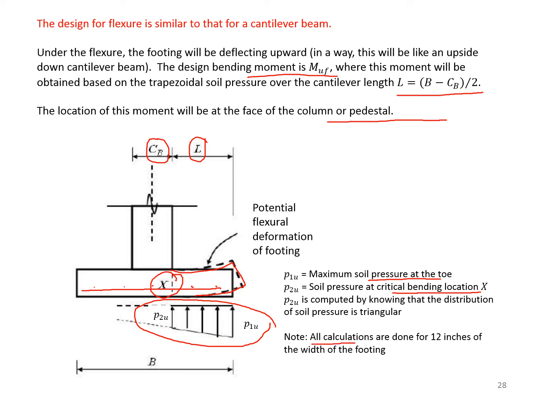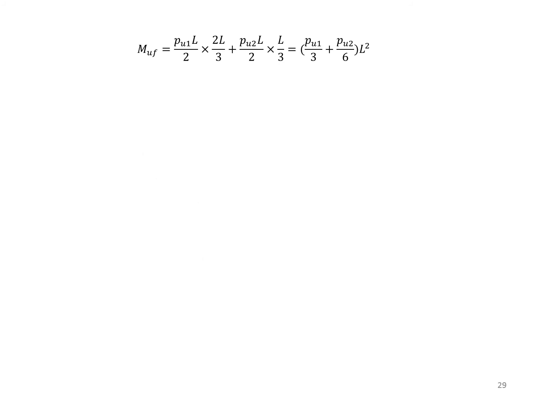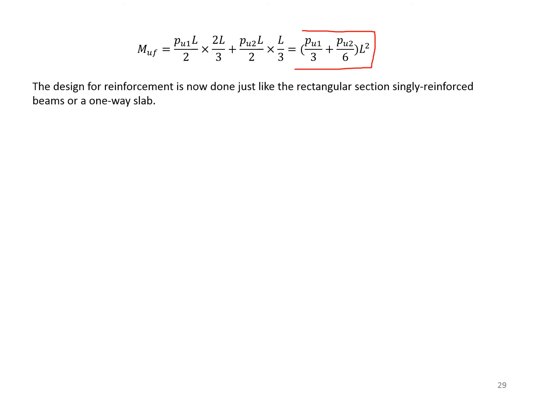All calculations, by the way, are done for 12 inches of the width of the footing. In other words, in the perpendicular direction, we consider 12 inches, similar to slab design. So let's compute MUF. By knowing that trapezoidal distribution, we can show that MUF is equal to this value. The design for reinforcement is now done just like the rectangular section singly reinforced beams or a one-way slab. It's more closer to design of a beam, as you will see. However, the fact that we use 12 inches of the width is similar to slab design.